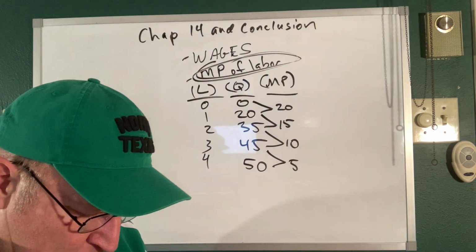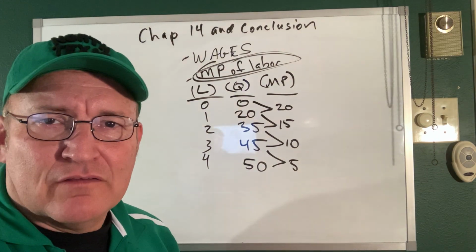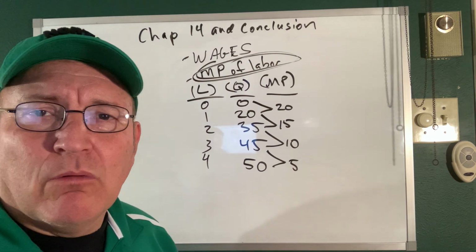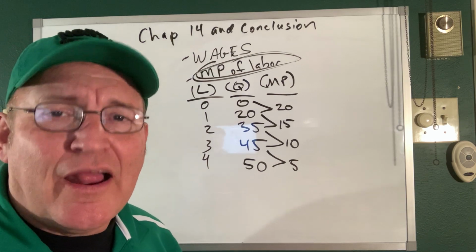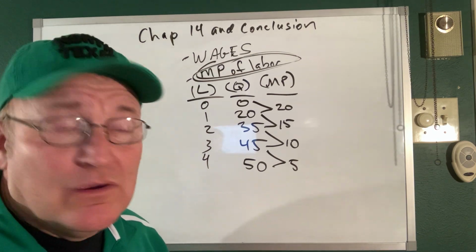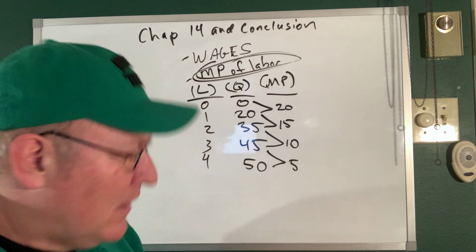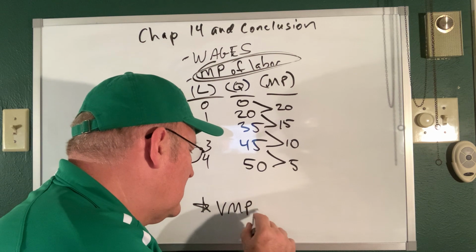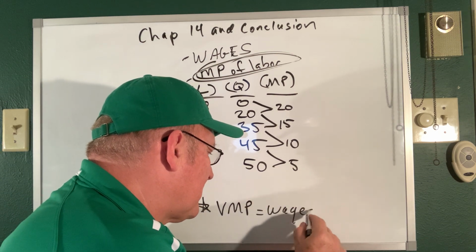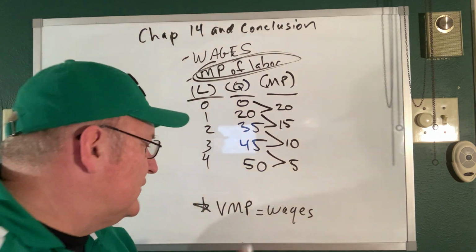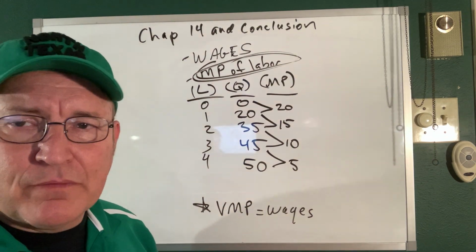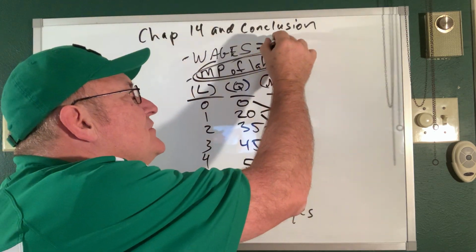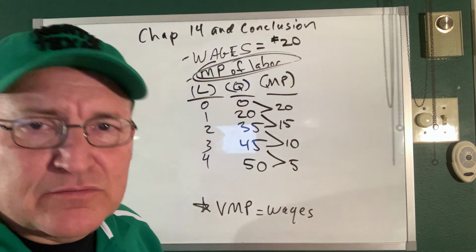Now, I mentioned before, the key to all of this, what we're seeking to understand is how many laborers my firm should hire to maximize, ultimately, profit, right? And I'm going to give you the answer to that. You want to hire until the value of your marginal product equals the wage rate. So if I give you a wage rate of, say, 20, that's my wage rate.